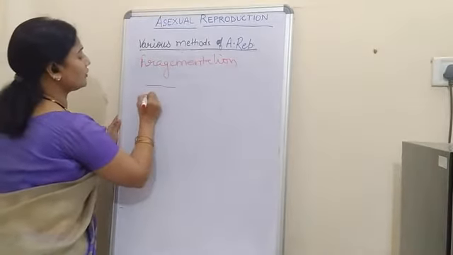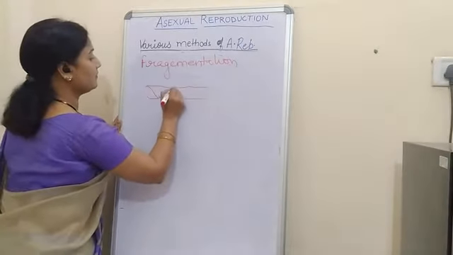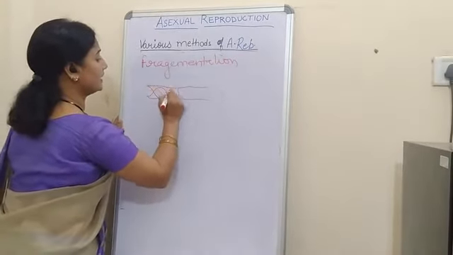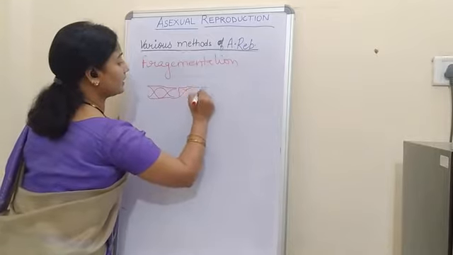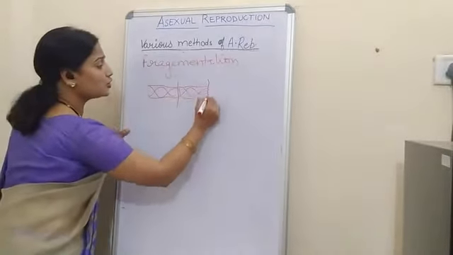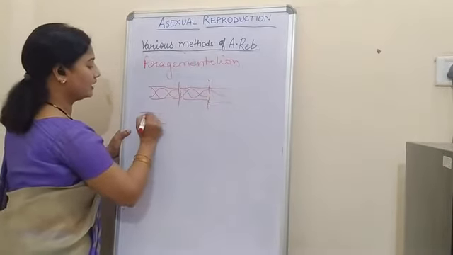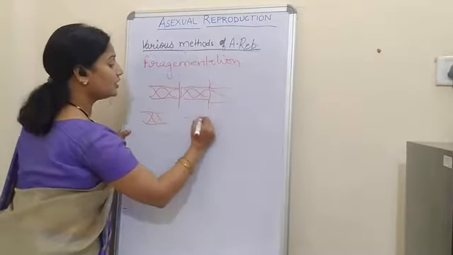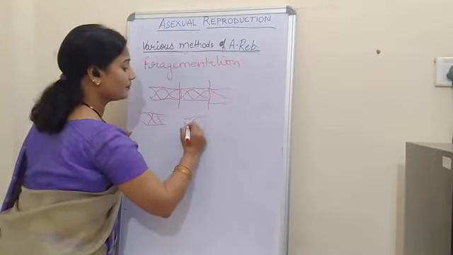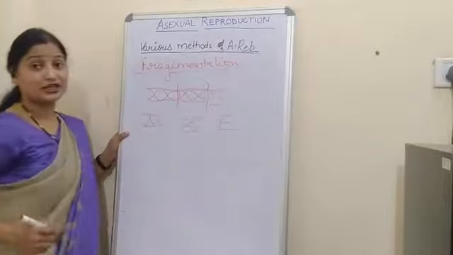Suppose in case of algae we talk about the Spirogyra. The Spirogyra is the simplest algae. Now what it does? If this Spirogyra breaks up into two or more different parts, then each part will give rise to a new Spirogyra. This is called fragmentation.